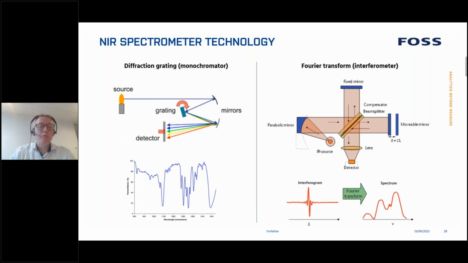And you can generate a full spectrum of your sample by turning the grating and get access to the wavelength you want. In the Fourier transform technology, the light goes through what is called a Michelson interferometer, and what you get out in the end is an interferogram. And when you apply a Fourier transform, you get back to the spectrum. In the end, you end up with a NIR spectrum from both technologies, but there are some differences that I will get back to on another slide.